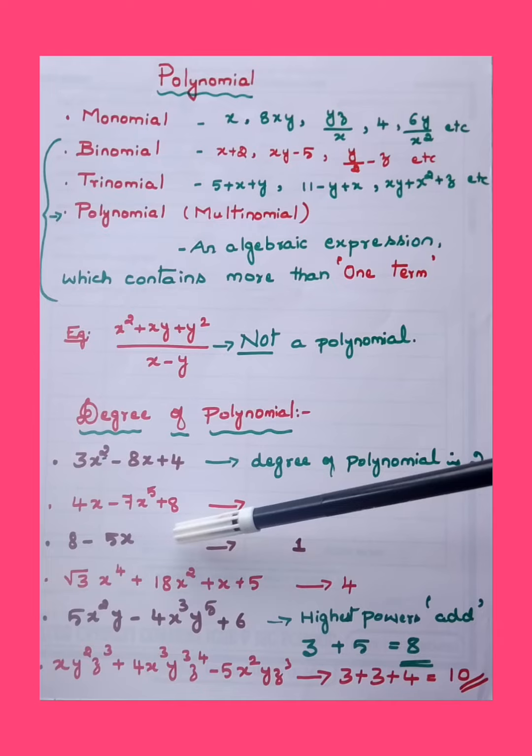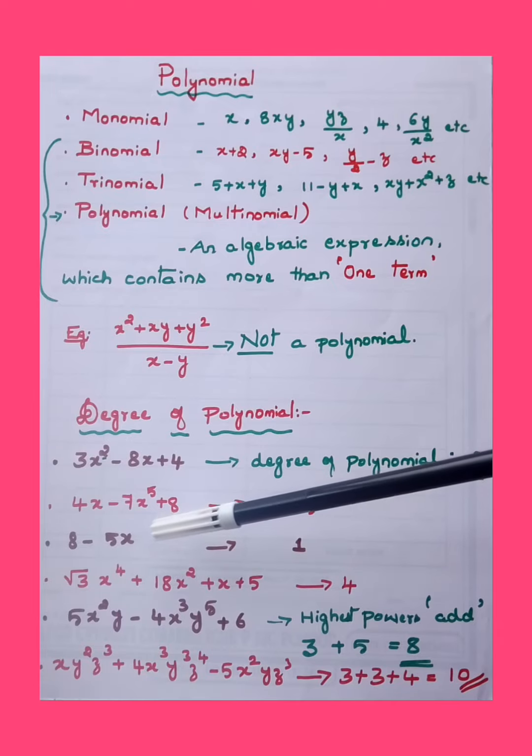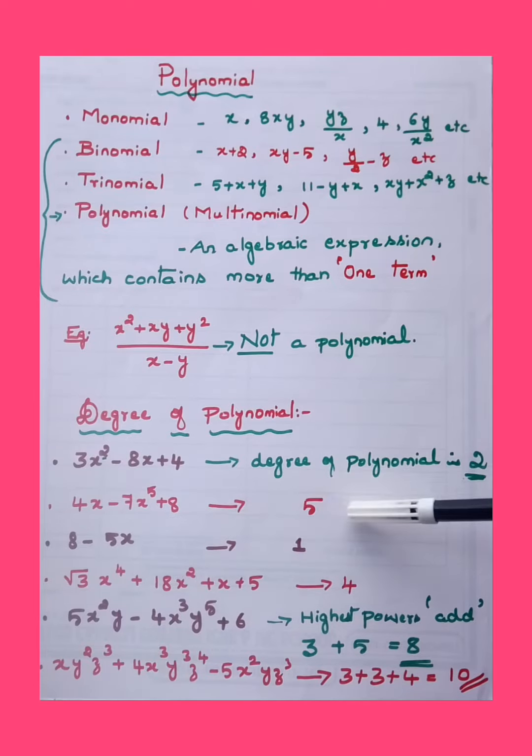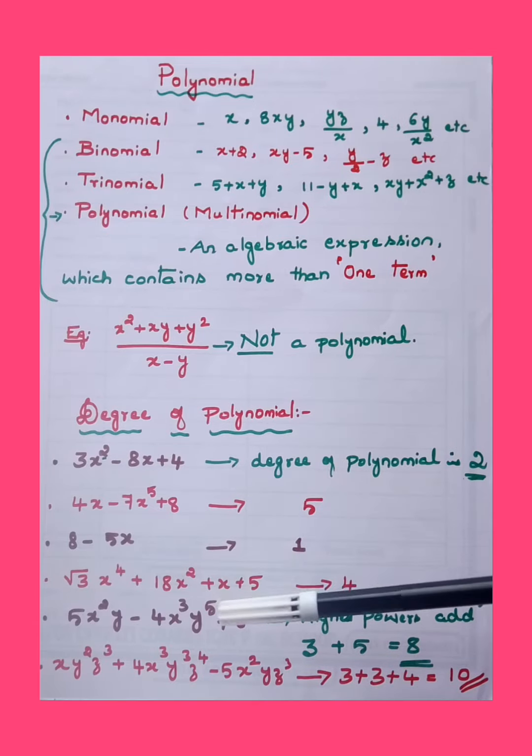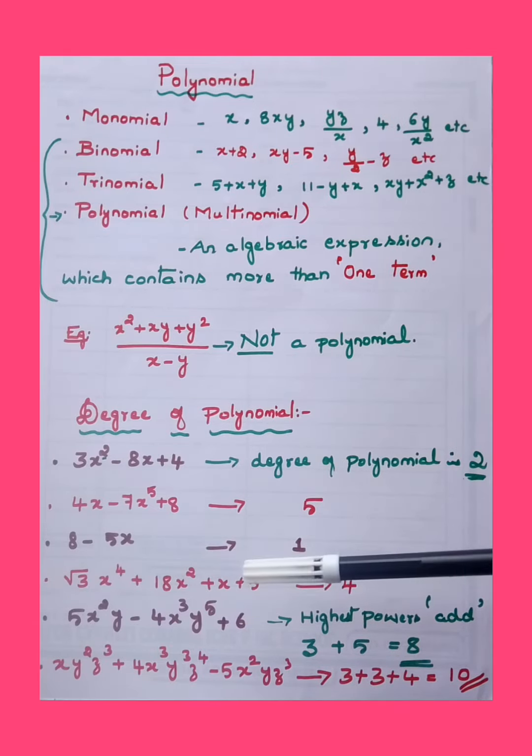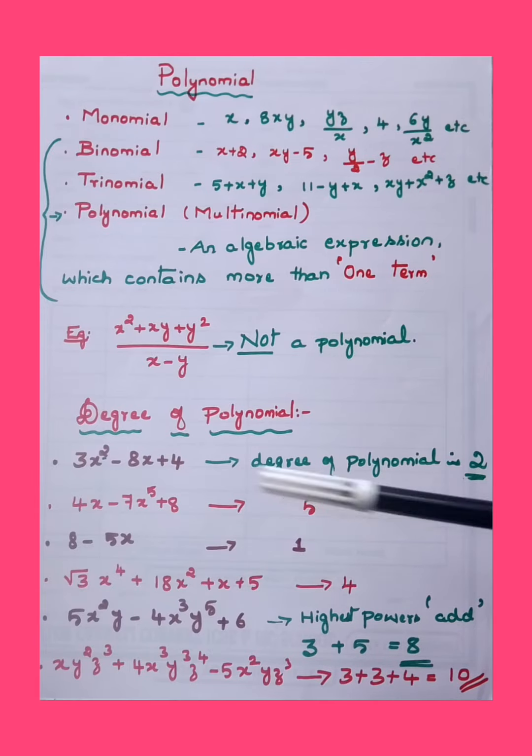A power is not mentioned, but it is understood that it is x to the power of 1. Hence the degree of the polynomial is 1. In the next expression, however many terms are given, you can identify them. If there is more than one term, you can find the highest power, that is the degree of the given polynomial. Here you see the highest power is 4.